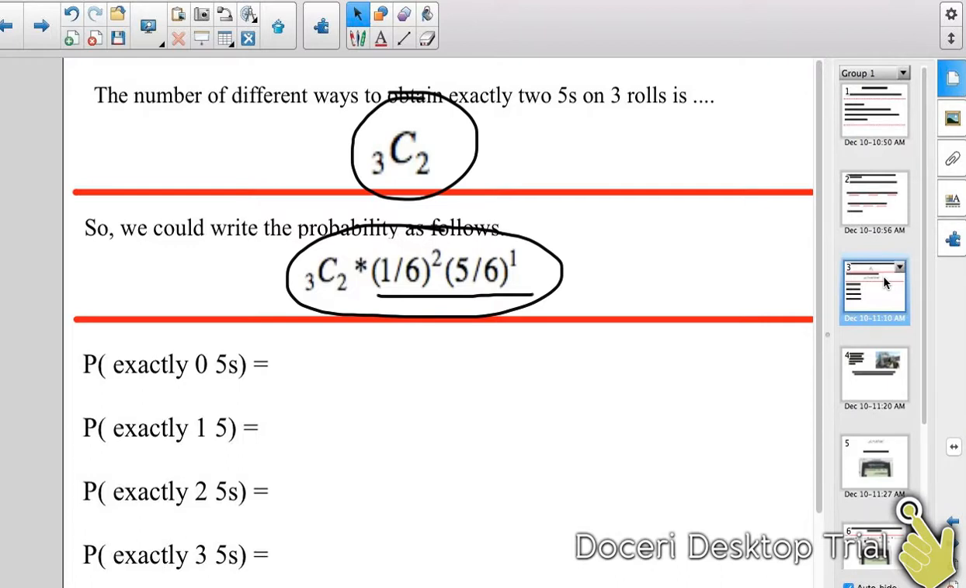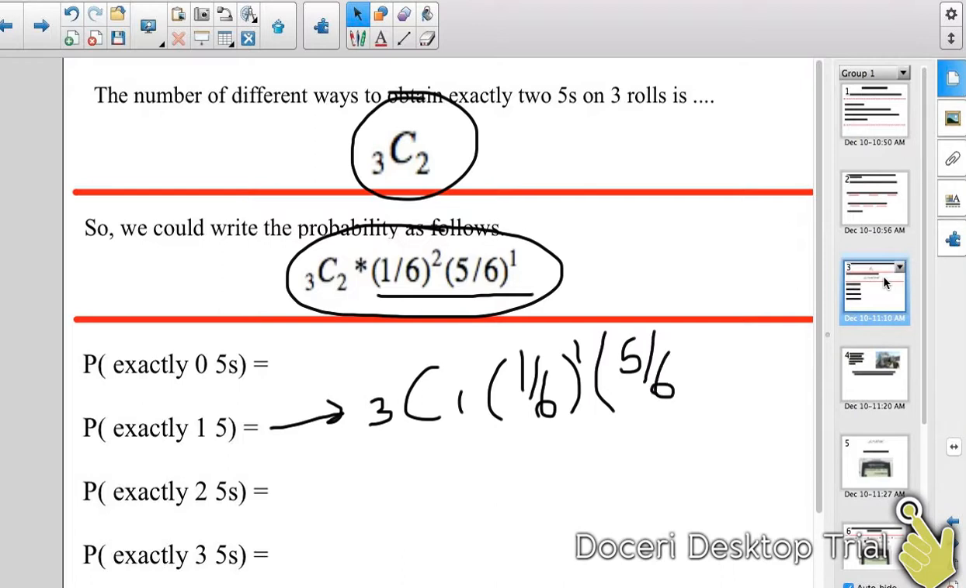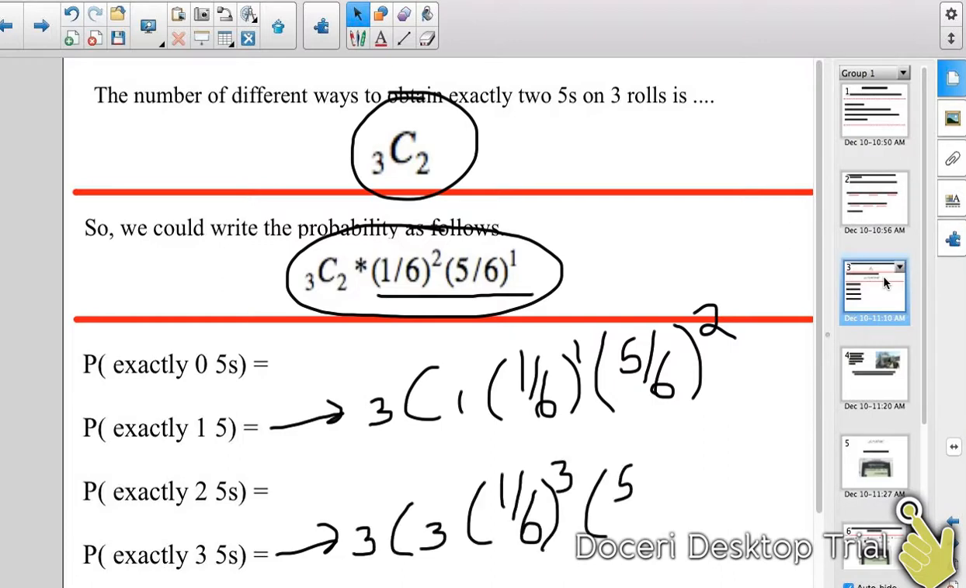What if we looked at the problem where we wanted to know the probability of exactly 1 5? That would be 3C1, that's the number of ways to get exactly 1 5 out of 3, times 1/6 to the first, times 5/6 squared, because there would be 2 non-5s. What about exactly 3 5s? That'd be 3C3, 1/6 cubed, 5/6 to the 0, because there'd be 3 5s and no non-5s.